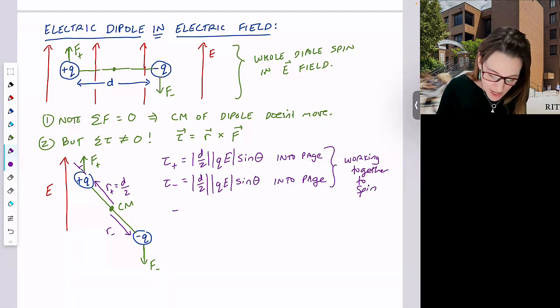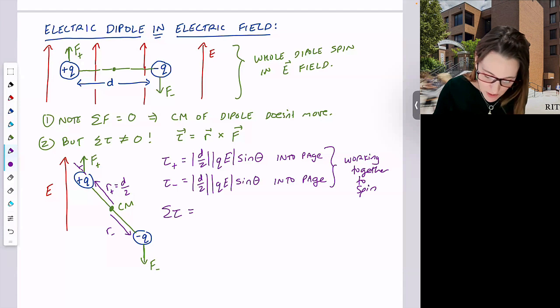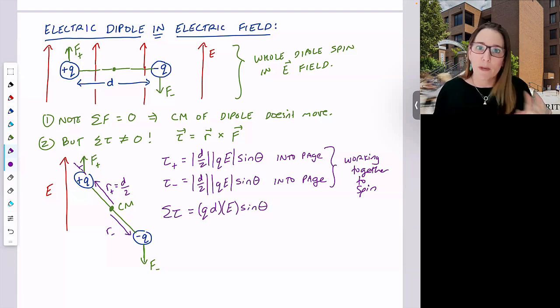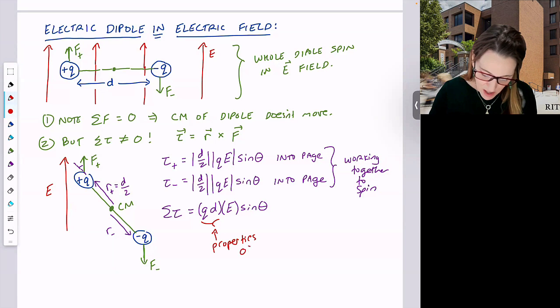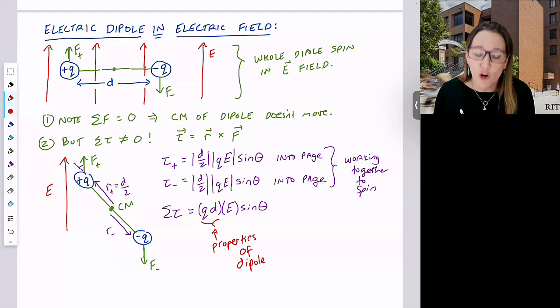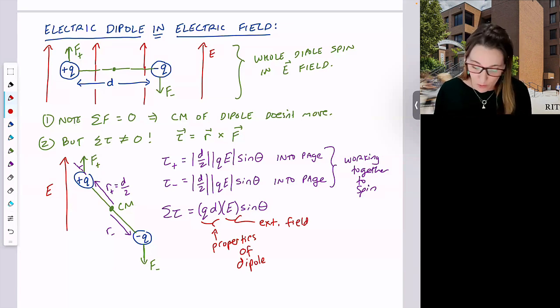And so we can then get the net torque. The sum of the torques is just going to be these two added together. And so we see that the d over 2 goes away, and we simply get, and I'm going to write this as, q times d times E times sine of theta. And I wrote it like that for a reason. Q and D are properties of the dipole itself. Those properties are what charge does it have and how far apart are they. This E is our external field that we have no control over as the dipole. It's just whatever field we're put in.